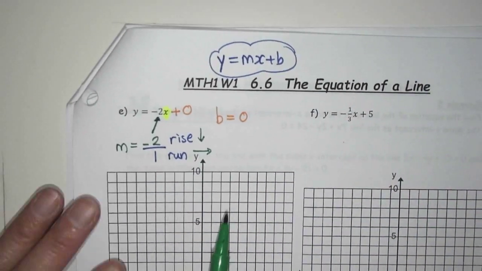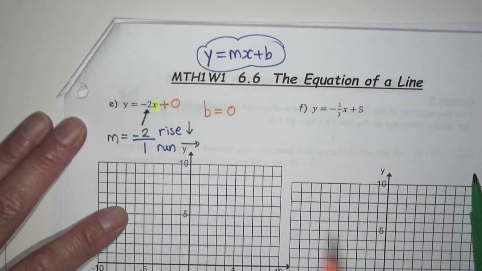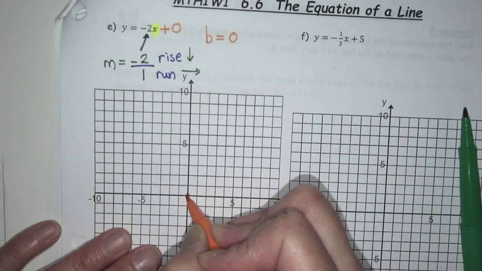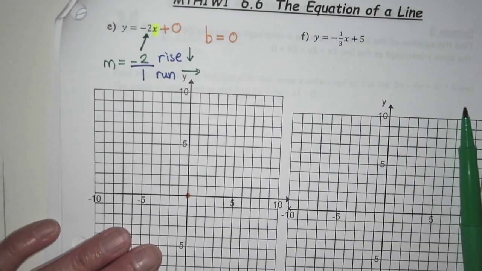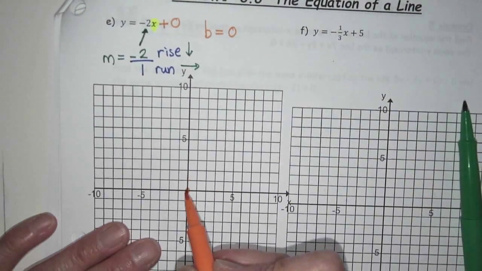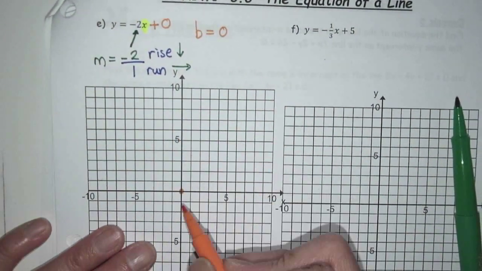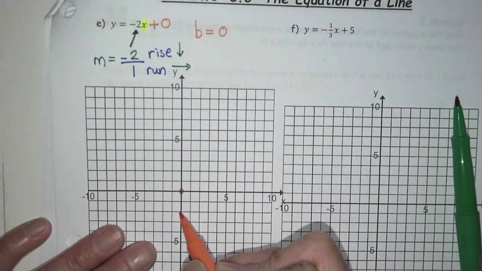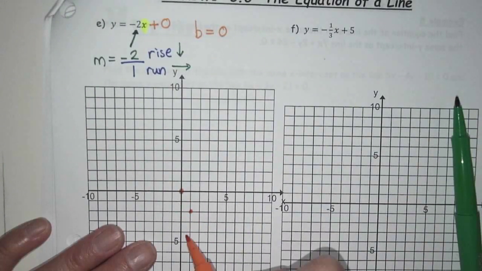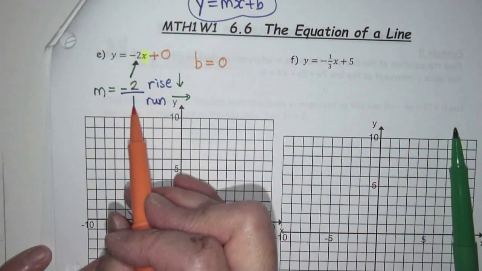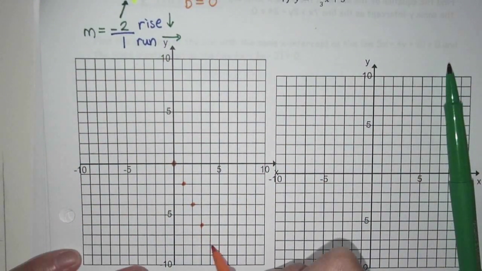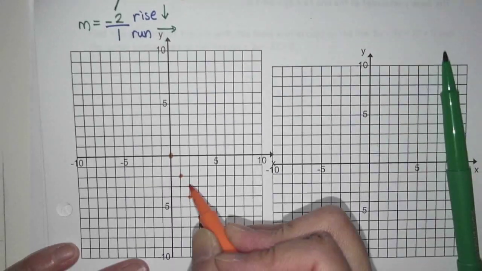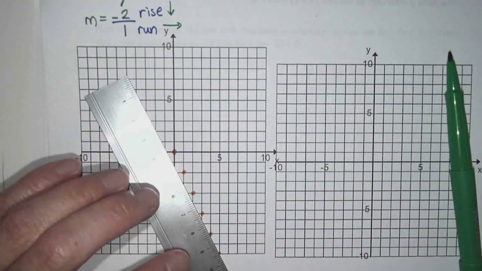So here, the first step that you're going to do is plot the b equals 0. If my y-intercept is 0, it's at 0. That's our first point. And then from this point, we want to rise negative 2, so that's down 2 squares, 1, 2, and right 1. So down 2, right 1, down 2, right 1, and I fill the grid. That should give me a nice straight line.